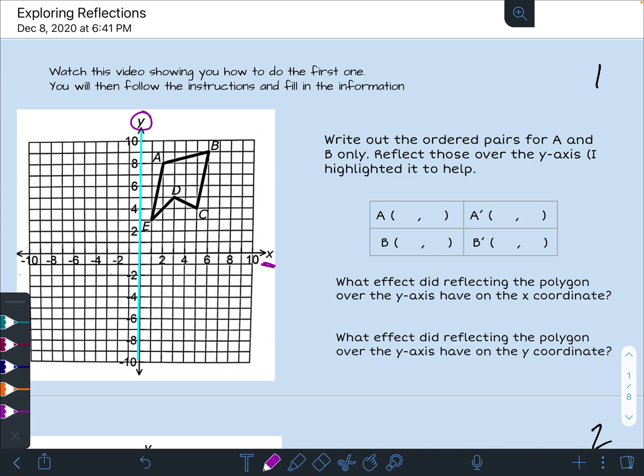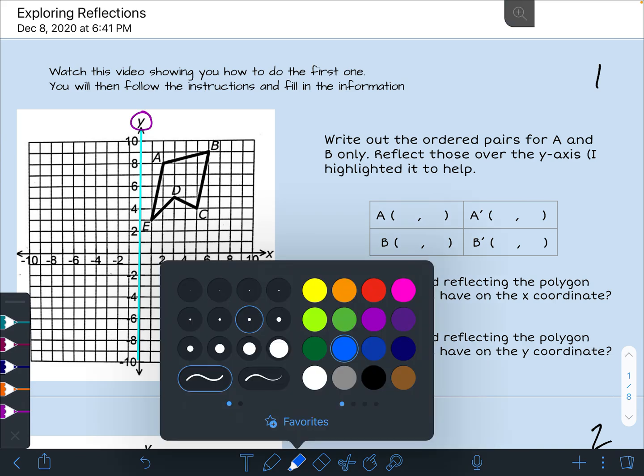Now, a reflection is kind of like when you look at yourself in the mirror, it's reflected, right? Your face is flipped. When you're on Snapchat taking a selfie of yourself, your face is flipped over. So basically what we're going to be doing is flipping these over the different lines of reflection based on what it tells us.